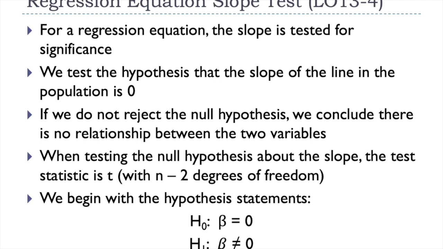Once again, just like we did with our test of the correlation coefficient in the first part of the chapter, we're going to use a t-test, and we're going to use n, the sample size, minus 2 for our degrees of freedom. We use the symbol beta to represent the population slope. So our hypothesis statement would be the null, beta equals 0, so the slope of the population's regression line is 0, and then the alternate is that the slope is not 0.